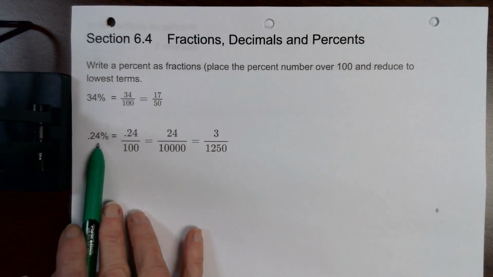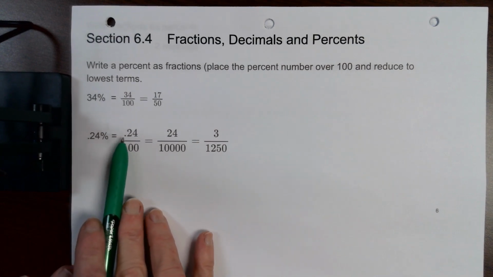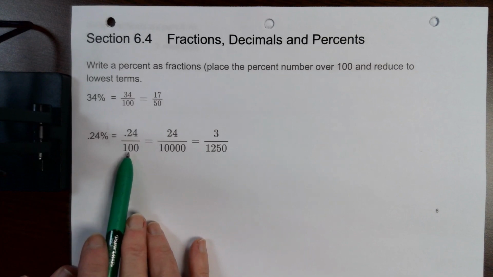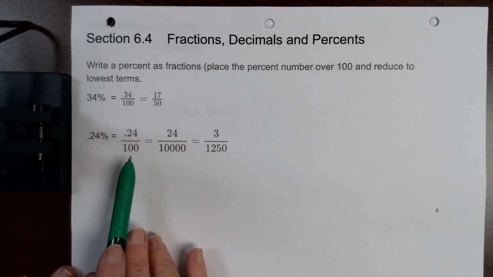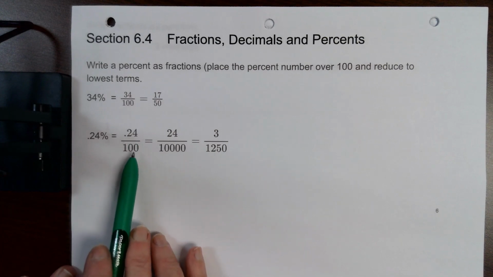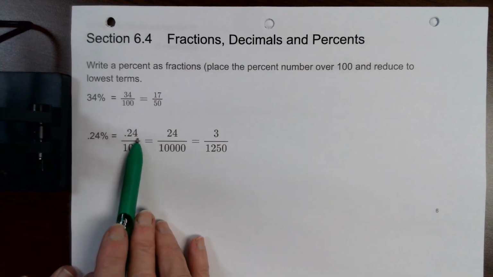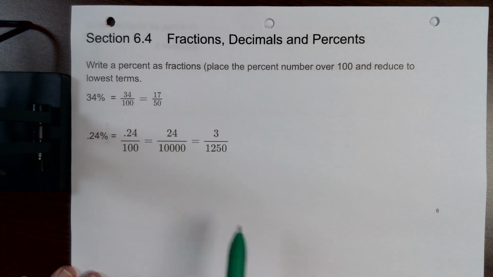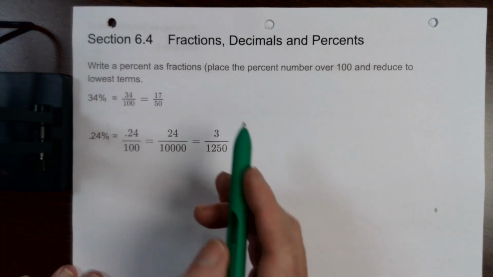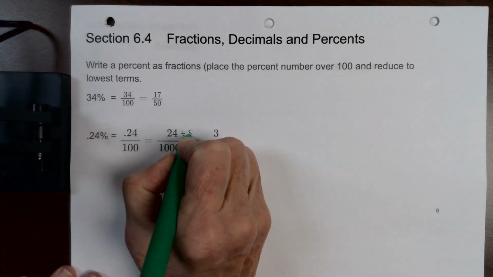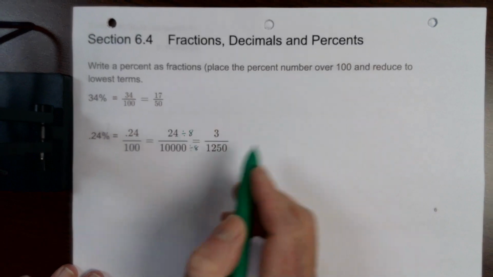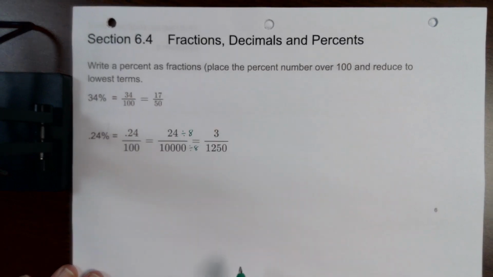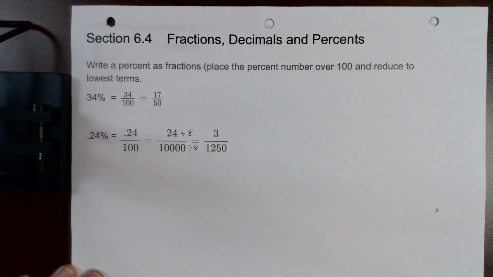This is 0.24%. I'm putting the 0.24 over 100. I'm not allowed to have a decimal in a fraction, so I have to multiply the top and the bottom by 100 to move the decimal 2 places to the right. Then I can reduce this by dividing the top and the bottom. I divide both of those by 8, and I got 3 over 1,250.